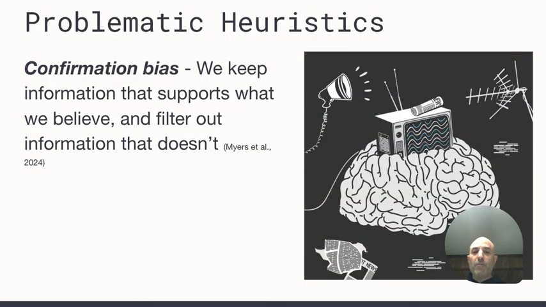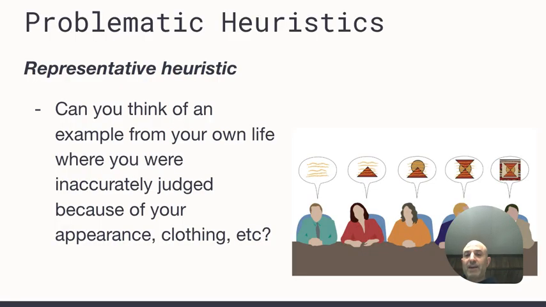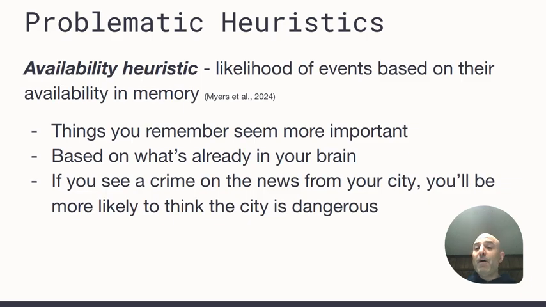All right, so let's look at some of these problematic heuristics. First, we have confirmation bias, the idea that we're more likely to accept information that matches what we believe and filter out information that doesn't. Next up is the representative heuristic. This is when we judge things based on how closely they resemble a particular prototype. And I'm sure that you have had an example in your own life of where you were judged because of how you looked, because of your membership in a particular group, right? Oh, you're a young person. You must do X, Y, and Z. Did you see the latest TikTok? Right? That's representative heuristic.